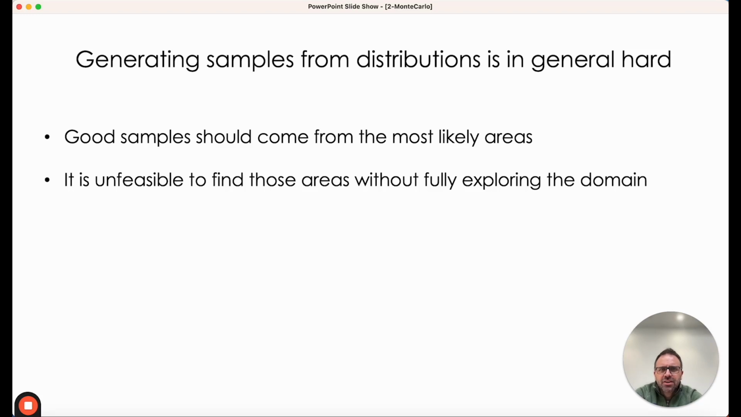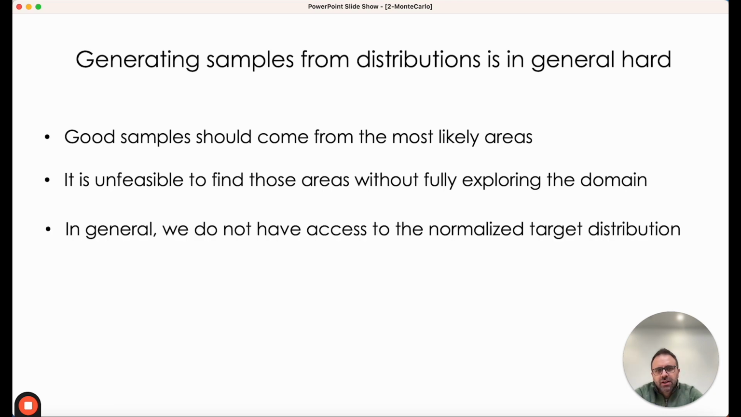So why is it in general so hard to get samples from distributions? We need to keep in mind that the good samples are always the ones coming from the most likely areas in the distribution, right? Unfortunately, it's very hard to know what those areas are before fully exploring the domain. On top of that, in practice, we never have access to the normalized target distribution, in other words, we don't know the normalizing constant Z. So in practice, the only way to know the normalizing constant is by computing it, traveling the complete domain.